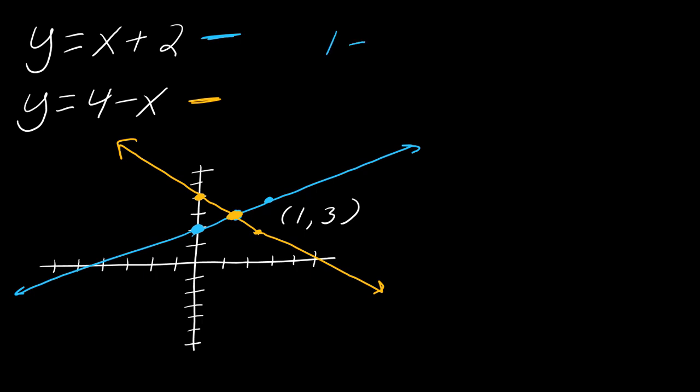So this is going to be 1 plus 2, does that equal 3? Yes, that equals 3. And then for the other one, this was 4 minus 1, that also equals 3. So there are the two equations with this point plugged in. They are both true, so we're good to go. So that's graphing in a nutshell.